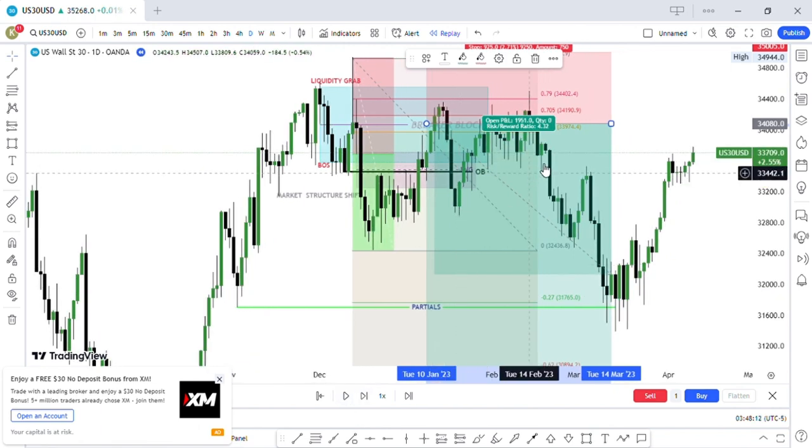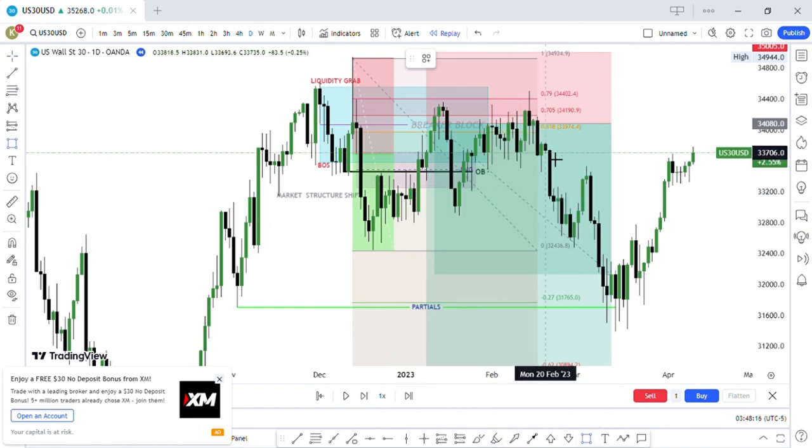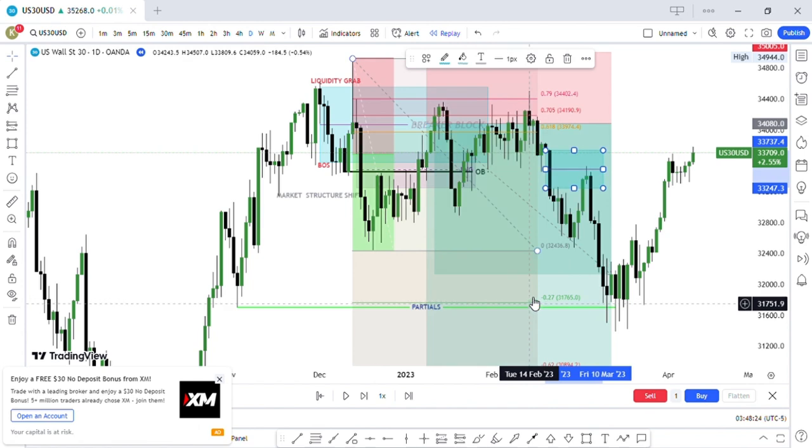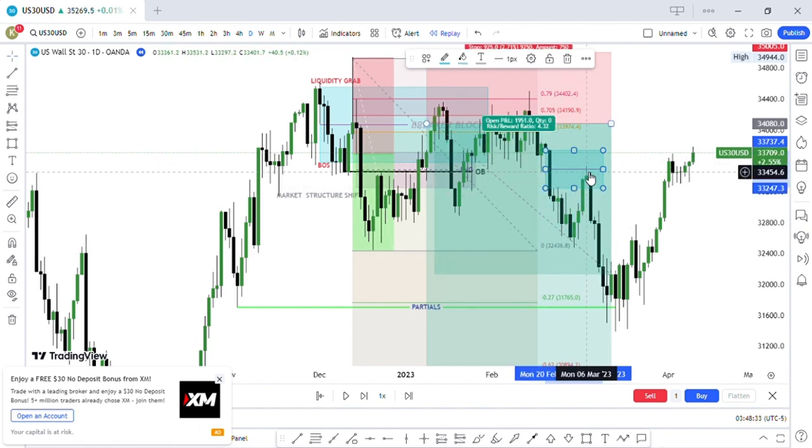I did not see this. This is something that you can use if you want to pyramid your entries. This is another entry at the fair value gap. At this fair value gap, you can pyramid your entry and target this low again. Why? Because we have a change in market structure here. When this low was broken, it was a confirmation that the market is going down. So you can take another entry here and target this low.